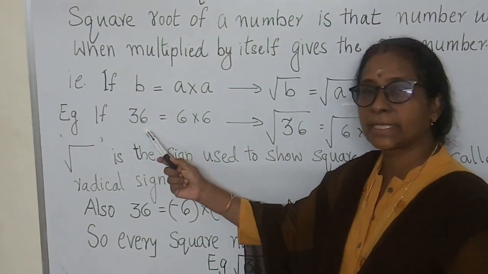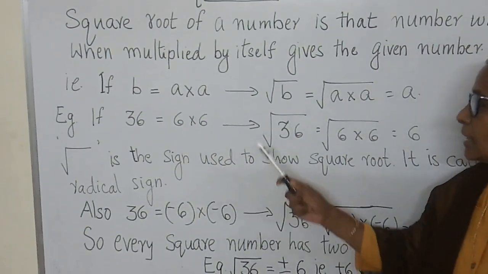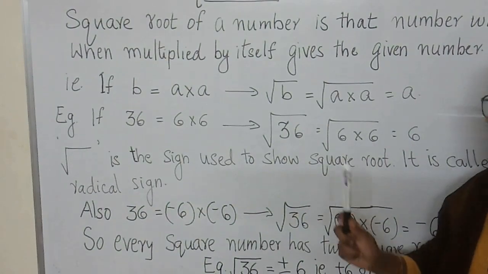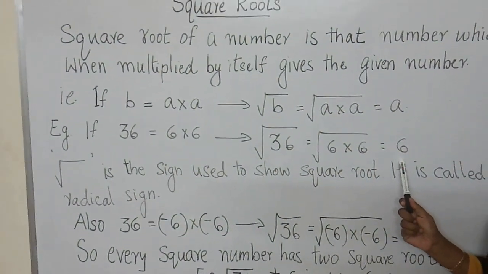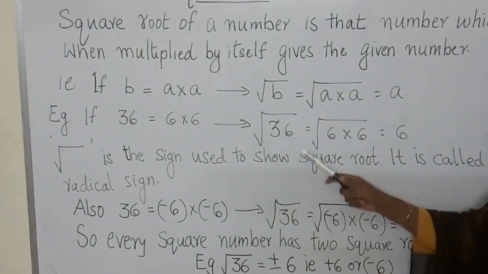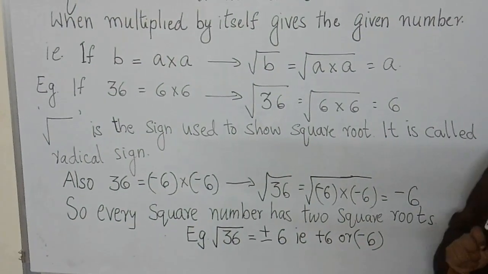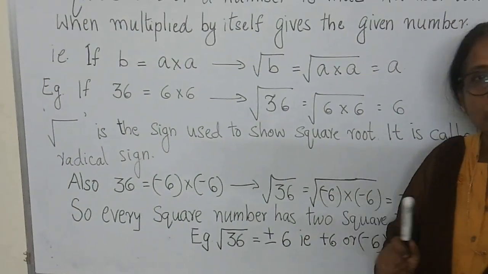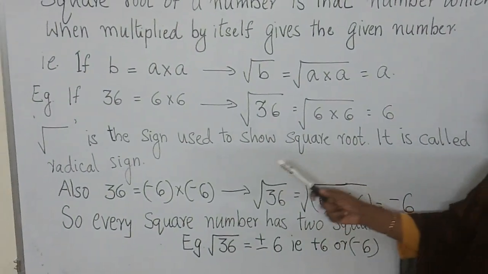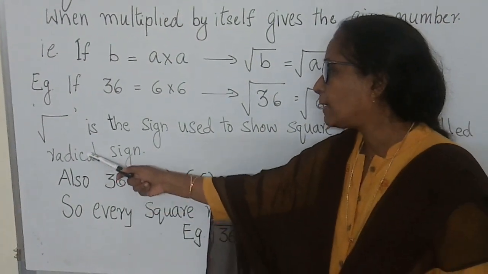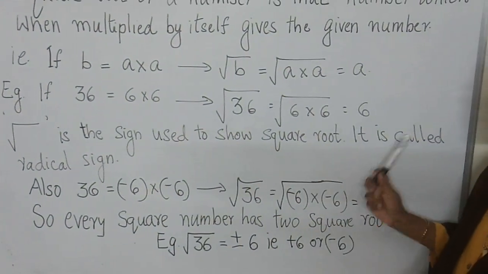If 36 can be written as the product of two similar factors, then root of 36 is equal to root of 6 multiplied by 6, which is equal to 6. Now you may be surprised to see what this sign is. This sign is called the radical sign, which is used for showing square root.